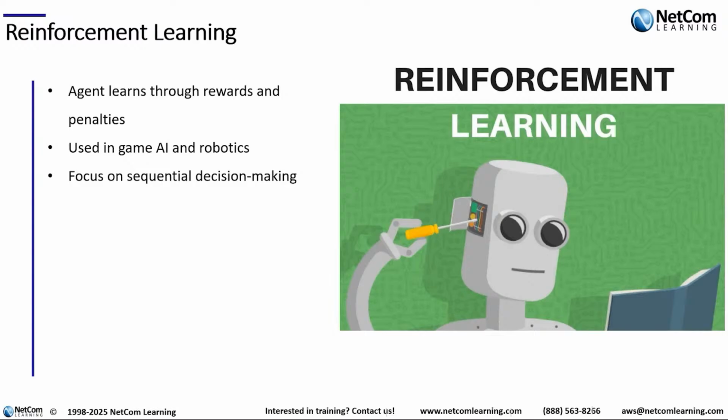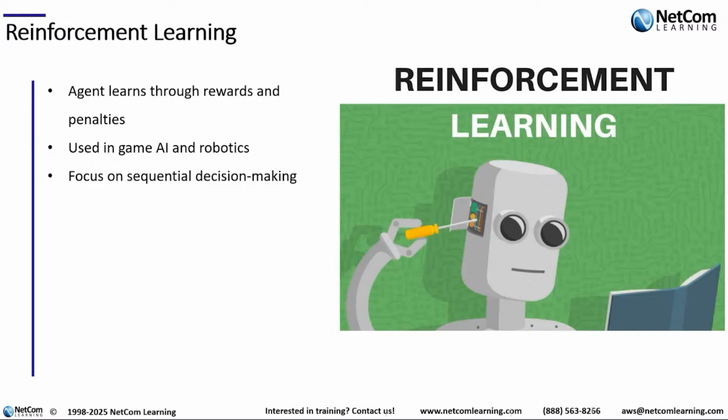So, a couple examples, just like a child learning to walk or a dog learning a new trick, the agent tries different actions and adjusts its behavior based on what worked and what didn't work. Okay, so this one here will adjust based on positive data, and it will also adjust on negative outputs as well. So reinforcement learning is commonly used in game AI as well as robotics.